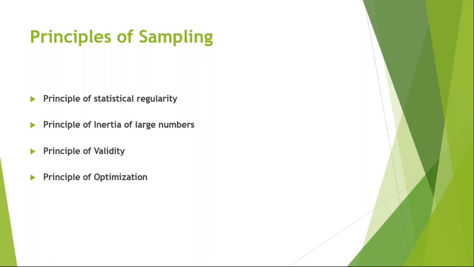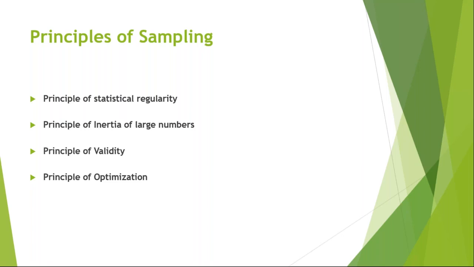There are about four of them. As far as principles of sampling are concerned, we have the principle of statistical regularity, the principle of inertia of large numbers, the principle of validity, and the principle of optimization. These are principles that the sampling method must follow or must obey. Let's discuss them one after the other.